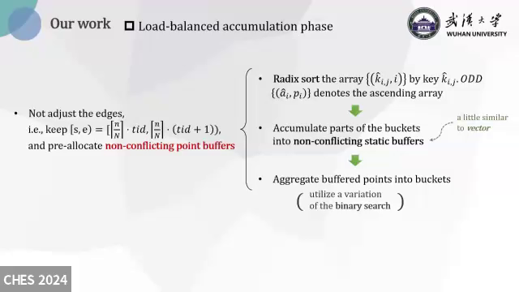Our modified accumulation phase can be divided into 3 stages. One is sorting the processed scalars. The next is accumulating parts of the buckets into buffers. And the last one is utilizing a variation of the binary search to aggregate buffered points back into buckets.